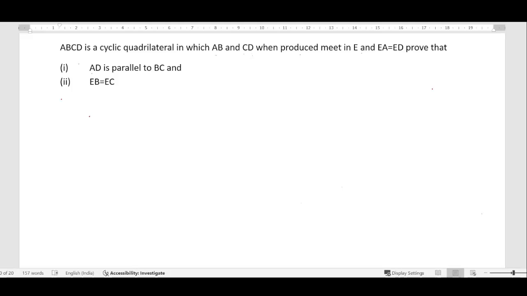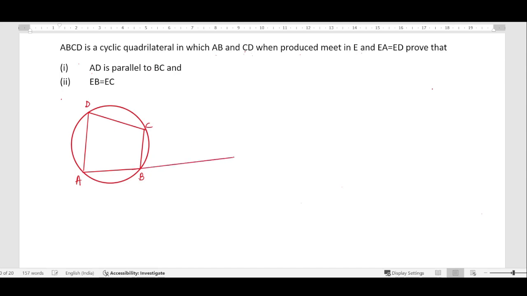ABCD is a cyclic quadrilateral in which AB and CD, when produced, meet in E, and EA is equal to ED. Let us first draw the figure. So this is cyclic quadrilateral A, B, C, and D. AB and CD, when produced, meet in E. So let us produce AB and CD.